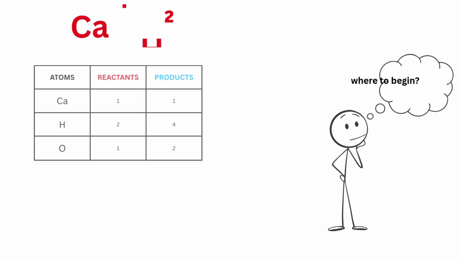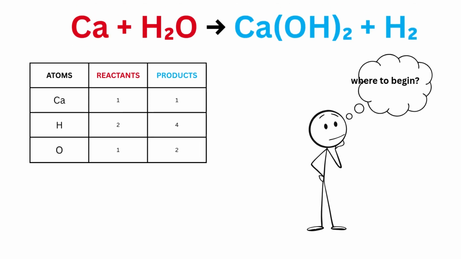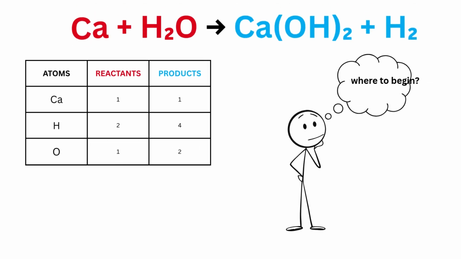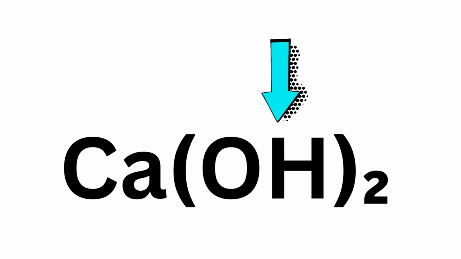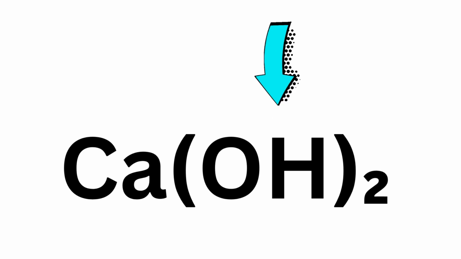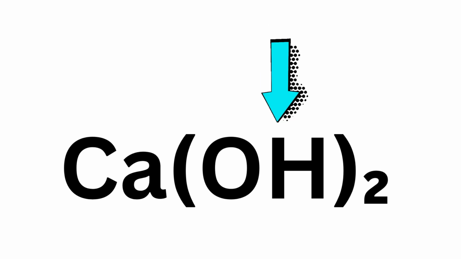As you can see in the table, only calcium is balanced, with 1 atom on each side of the equation. Just to let you know, in this equation, on the right side, we have 2 atoms, namely hydrogen and oxygen, enclosed in a bracket, and outside the bracket is a subscript of 2. Now what does this mean? It means that the subscript 2 applies to all the atoms inside the bracket.